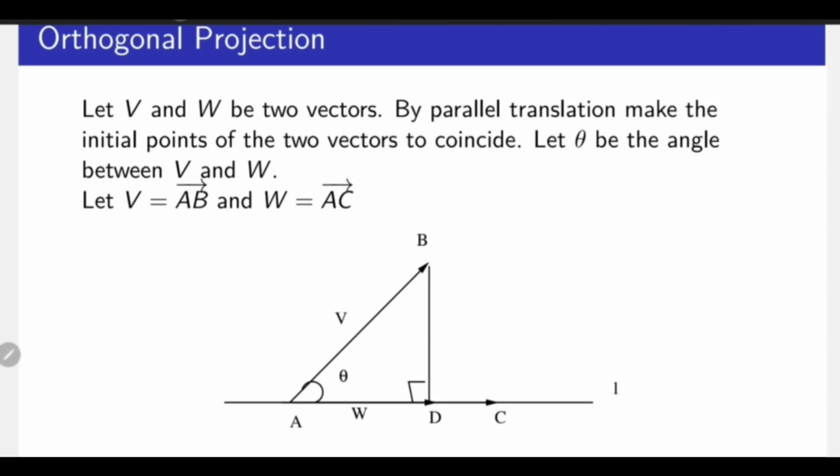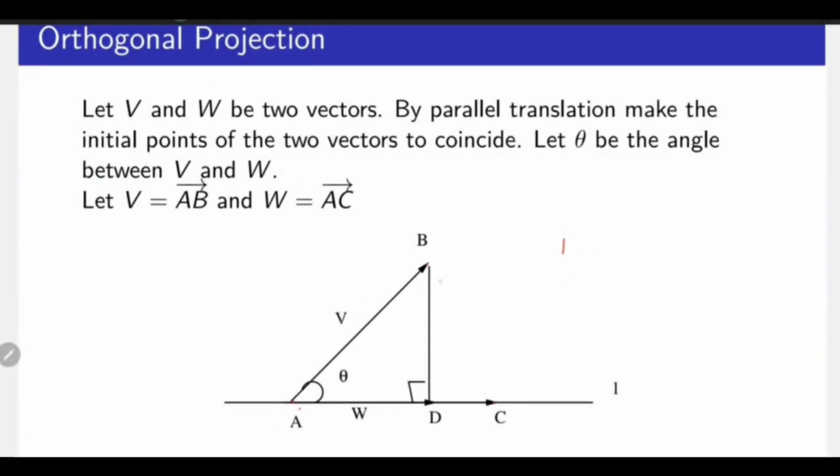two vectors v and w. Then by parallel translation we can make the initial points of the two vectors coincide. So if you see in the figure here, we are assuming that we have vector v here and w is this one. The initial point of vector v is A, and we have the terminal point B, and the terminal point for vector w is C.